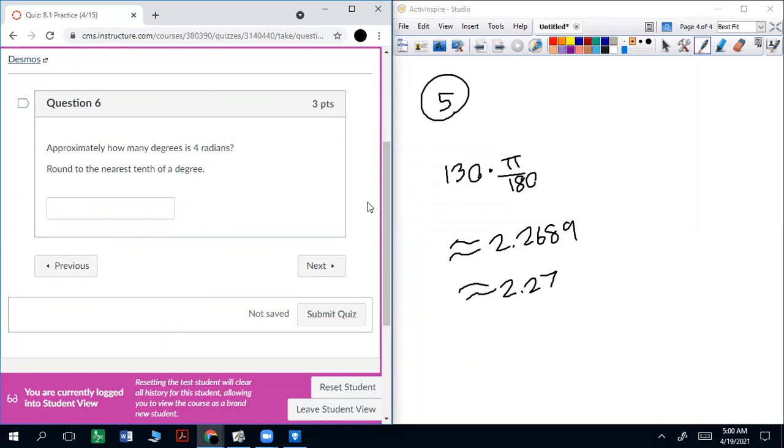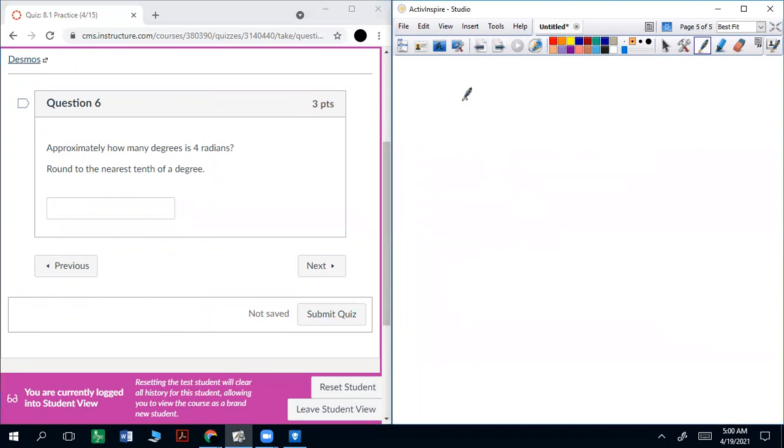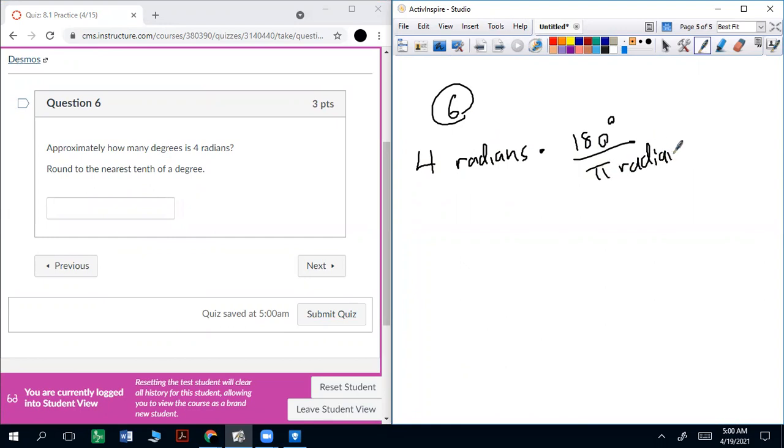All right, question 6. Approximately how many degrees is 4 radians? Now we're going to go the other way. When we want to know the degree measure and we're given the radians, we take the 4 radians and multiply that by 180 degrees over pi radians. In the previous problem, we had pi over 180. This time we do 180 over pi.